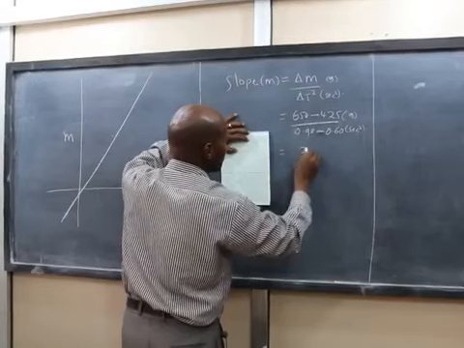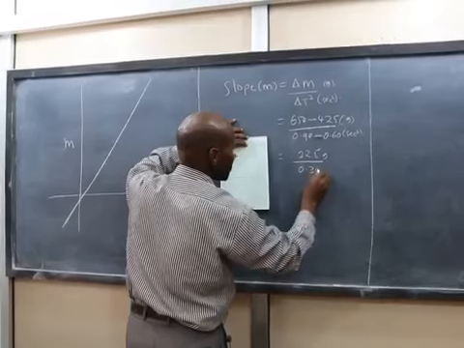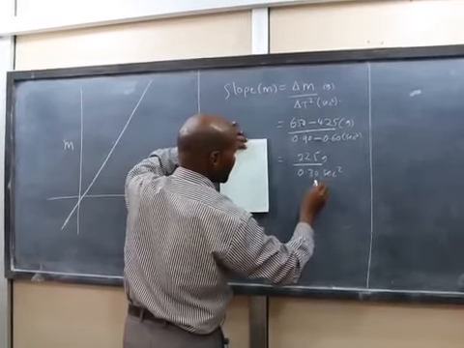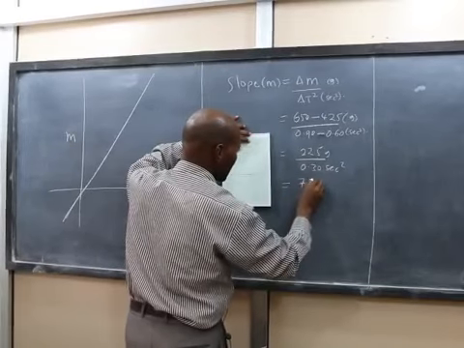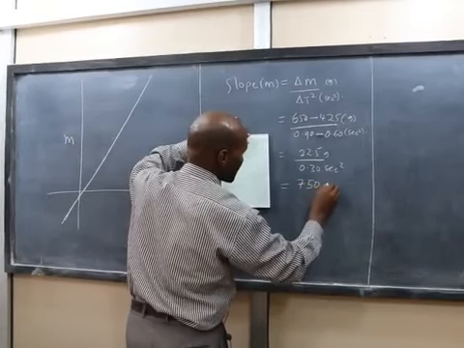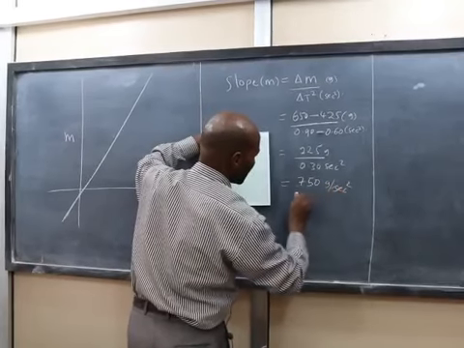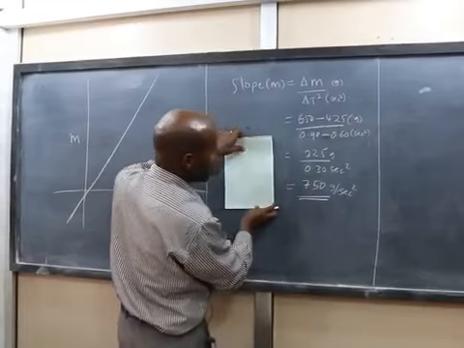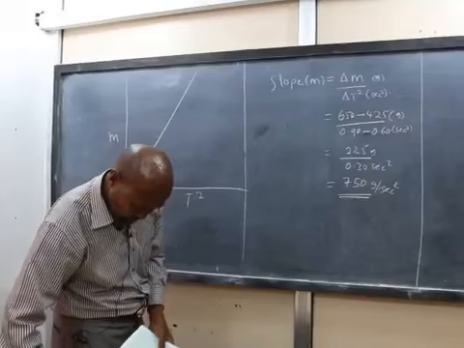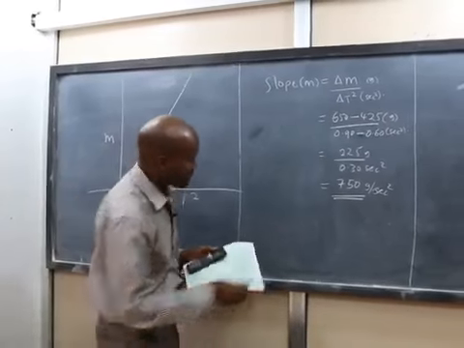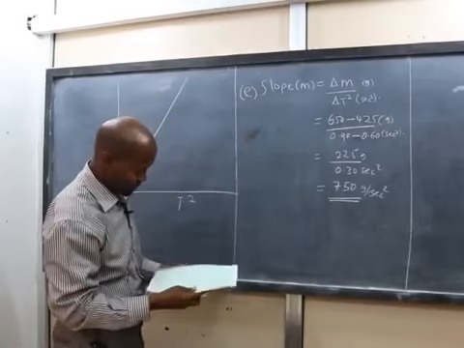So we get 225 gram over 0.30 second squared. Okay, we get around 750 gram per second squared. So this is the value of the slope. Okay, now that was E, the slope of the graph.